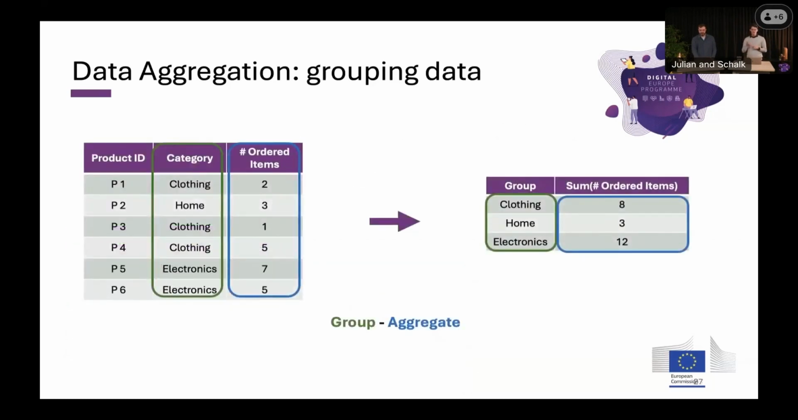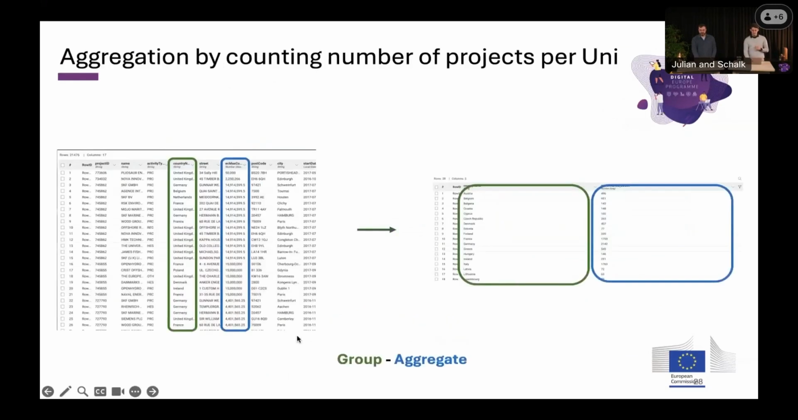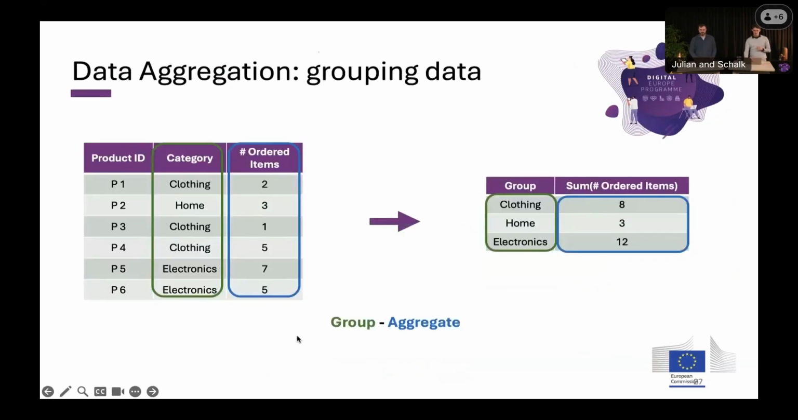Now, let me show you again, just to make this concept very clear. If you have a table with a lot of columns, the first step should be to choose the grouping column. So I want information about this column. And what do I want to know? That is your aggregation column. That is the one that I want to count or get the average for, and so on. So this is basic aggregation.